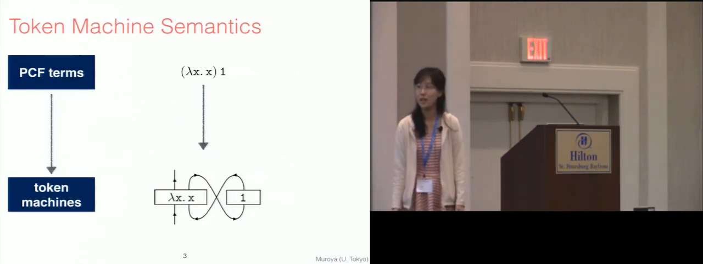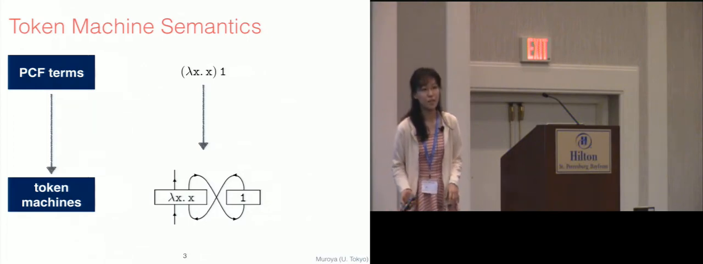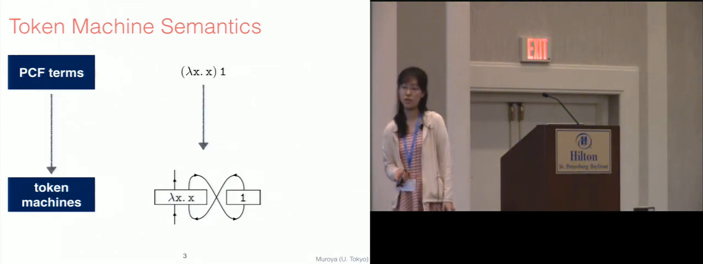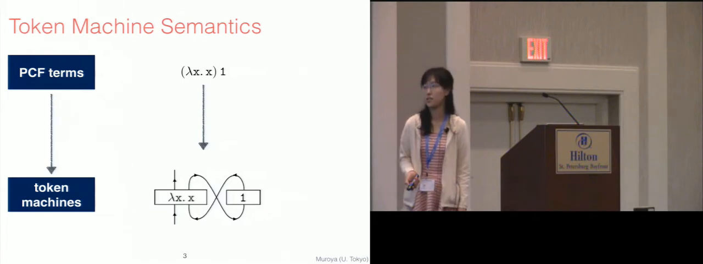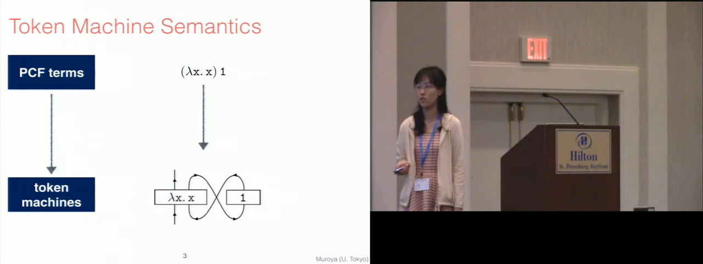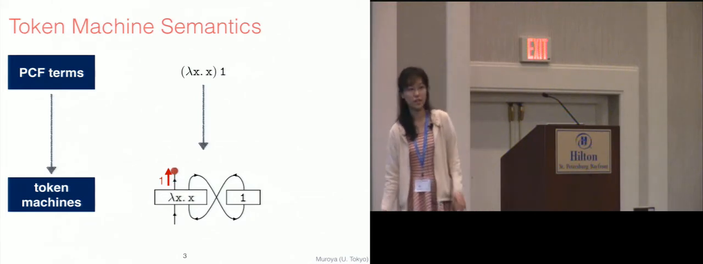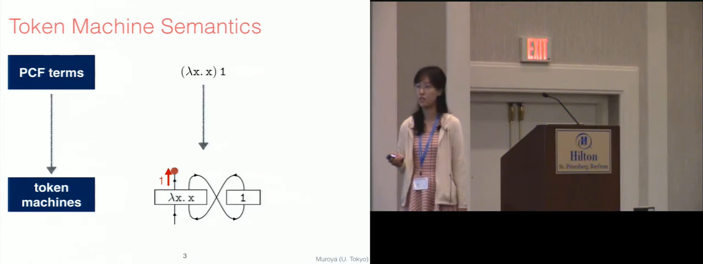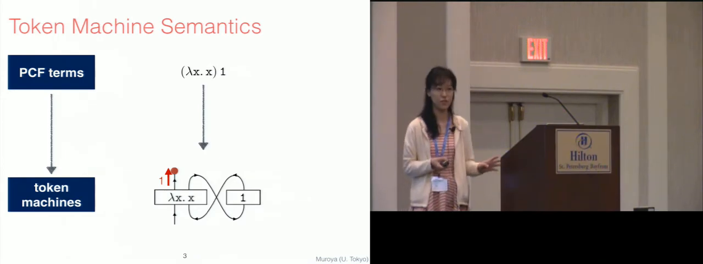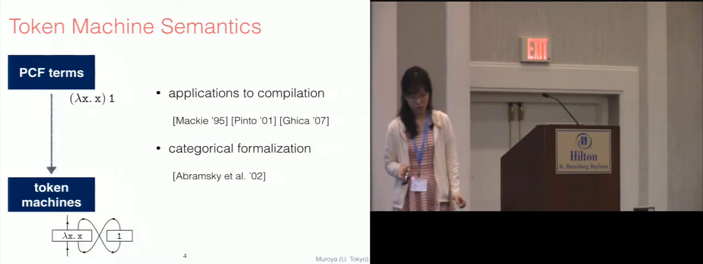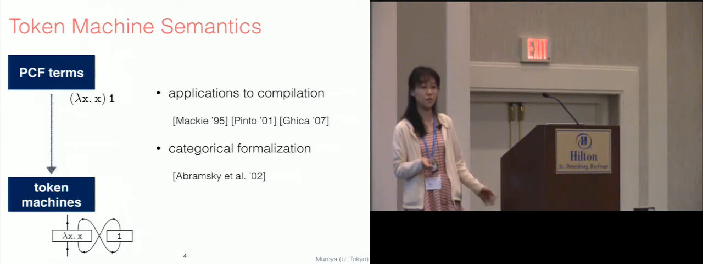In token machine semantics, a PCF term is translated to an abstract machine called a token machine. And a token machine can be depicted as a graph, and here is an example. You can see a cross connection in this graph between the two nodes that corresponds to a function and its application. Execution of this token machine can be visualized using a token, moving around the graph and updating its data. And the correctness of the translation ensures that if a token exits the graph, its data coincides with the evaluation result of the original term. And in this way, token machine semantics provides translation of PCF terms in an executable way.